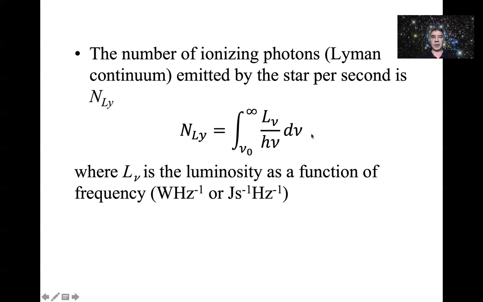Let's characterize our star by its luminosity. Luminosity is the power in the radiation coming out from the star. That will normally be in joules per second, but here we want it as a function of frequency as well, so it's joules per second per hertz. If we take the amount of energy per unit time and divide by the energy at that particular frequency, we get the number of photons. We just need to add them up over all the frequencies higher than the corresponding threshold of 13.6 eV. That's an equation way of doing it.